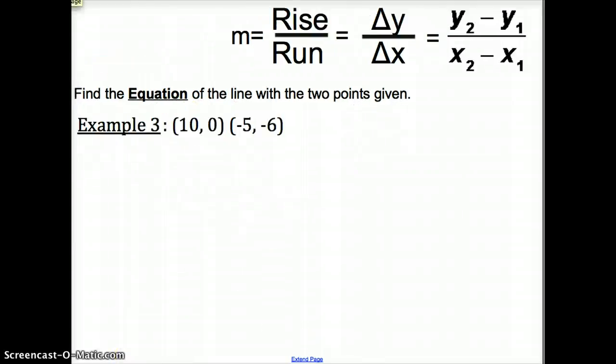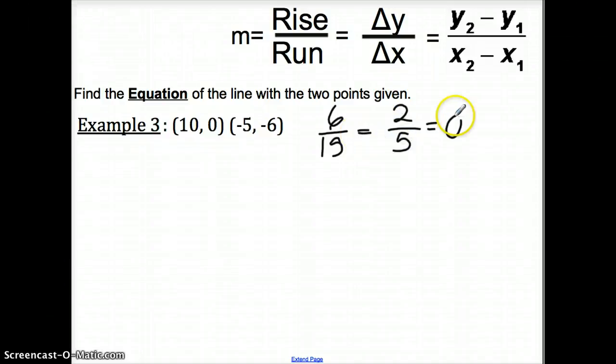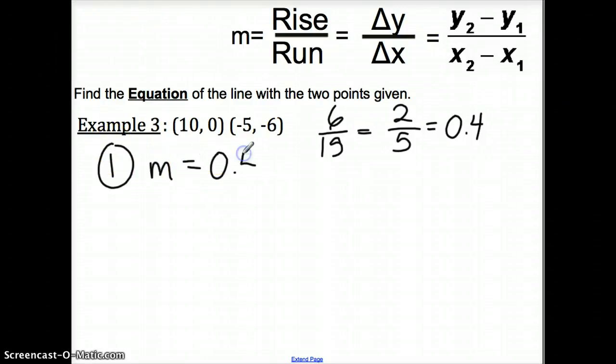So yesterday we found the slope of this line was 6 over 15, which simplifies to 2 over 5. So I'm going to, first of all, write that as a decimal, because I know that this decimal is nice. It just is 0.4. There's no extra numbers there. So I'm going to use 0.4 to help me here. So step 1 is done. My slope is 0.4. We used the formula yesterday and we found the slope.